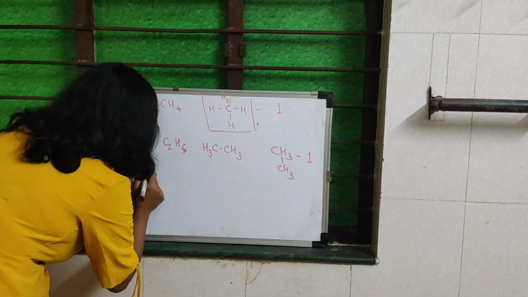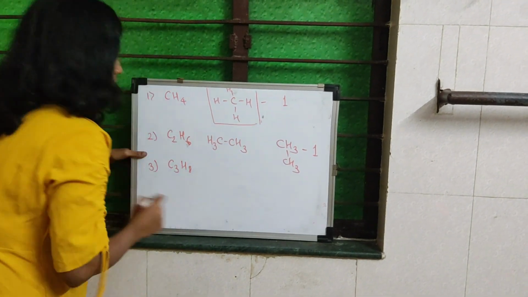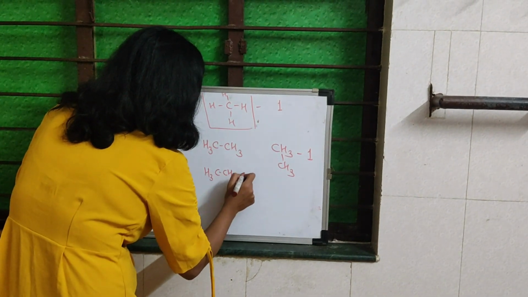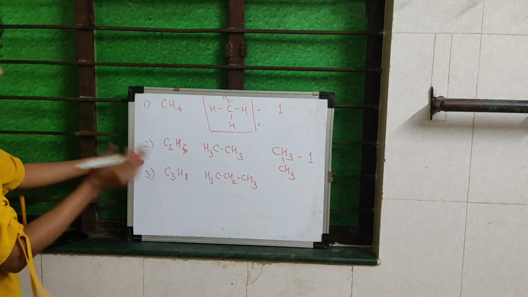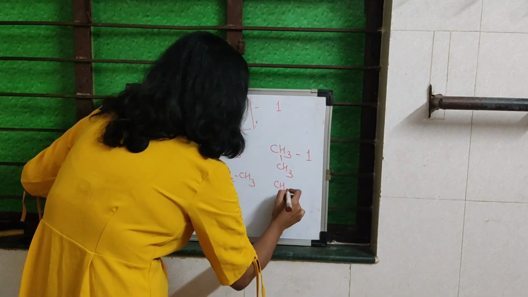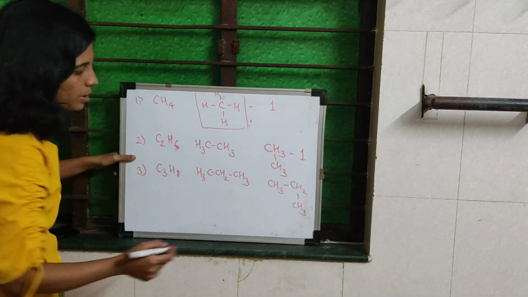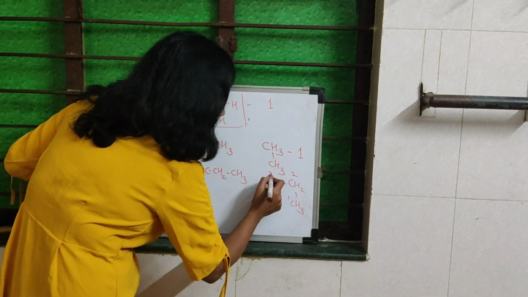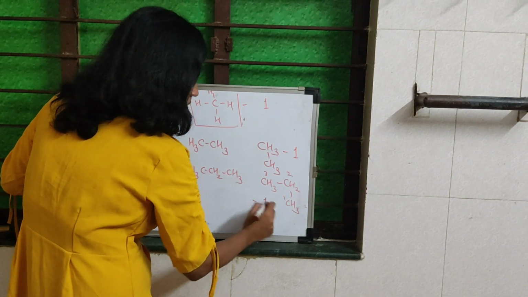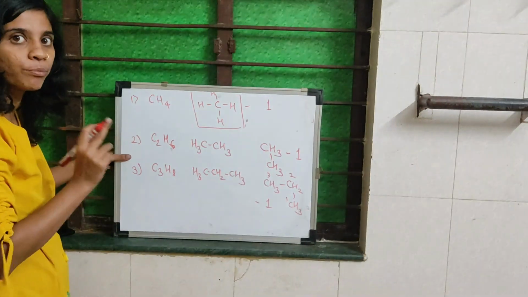Third one, that is propane, C3H8. Now CH3, CH2, CH3. This is propane. If I arrange it like this, still it is propane because I will be counting 1, 2 and 3 carbons. So again propane will also have one isomer. Now the isomerism starts from butane.